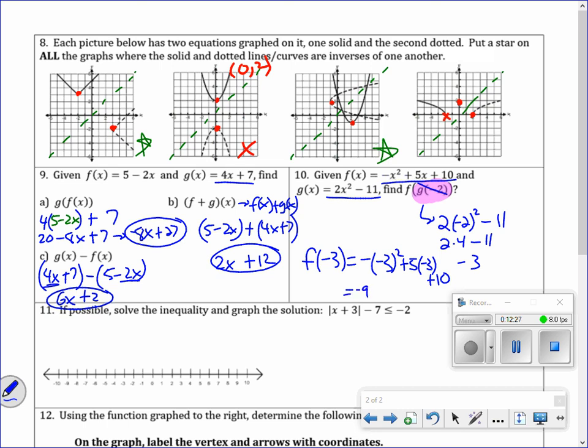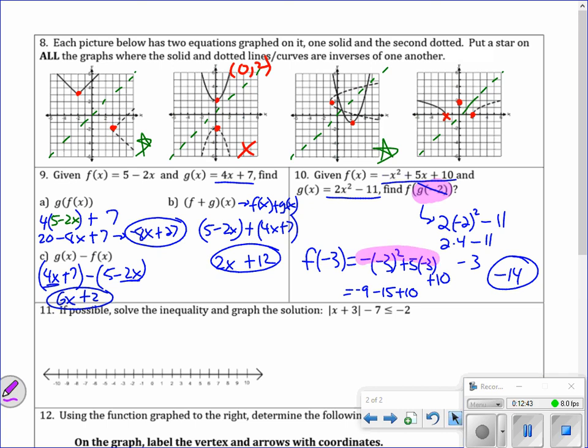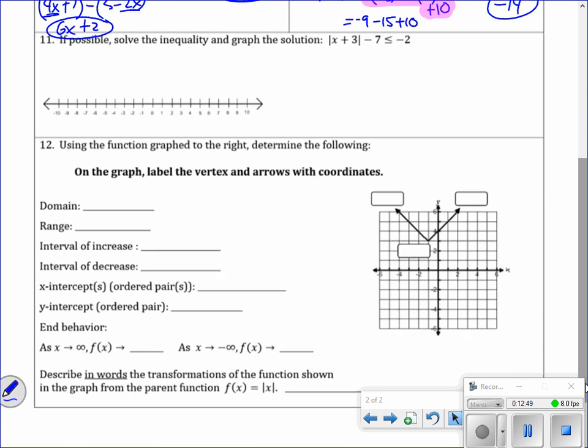All right. So this negative 3 squared part makes positive 9, but then there's a negative in front. So I have a negative 9. This turns into minus 15, and then plus 10. So you get negative 24 plus 10, or negative 14. So negative 14 is your answer to that whole thing. Or, you can pop this guy right into your calculator, this whole thing right here.